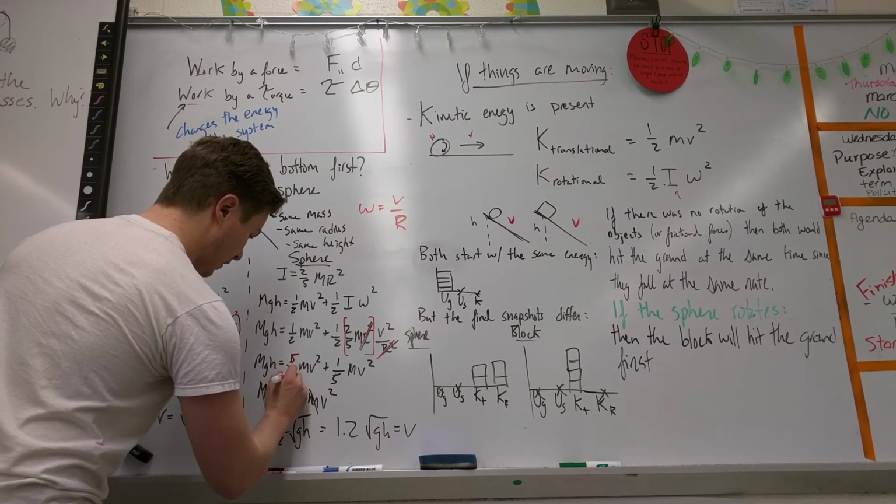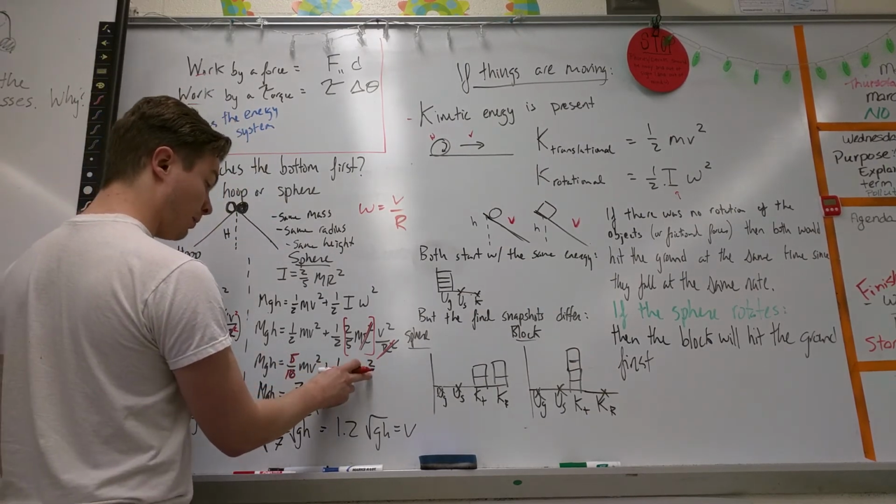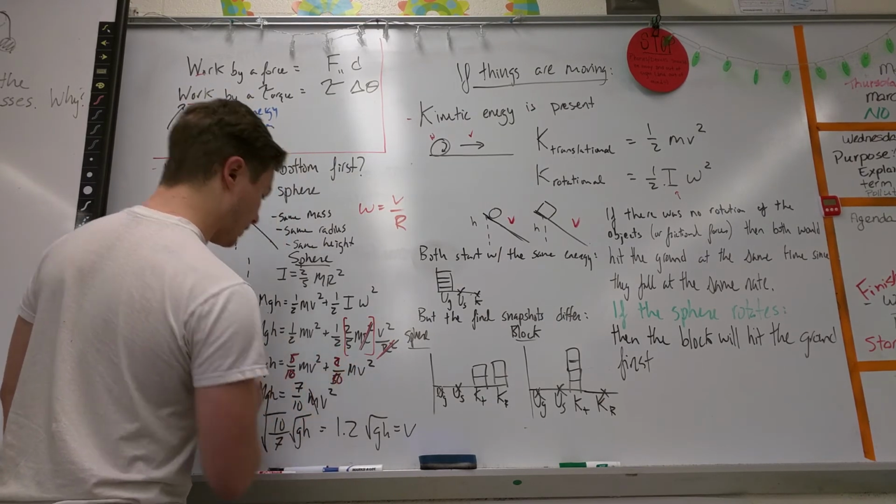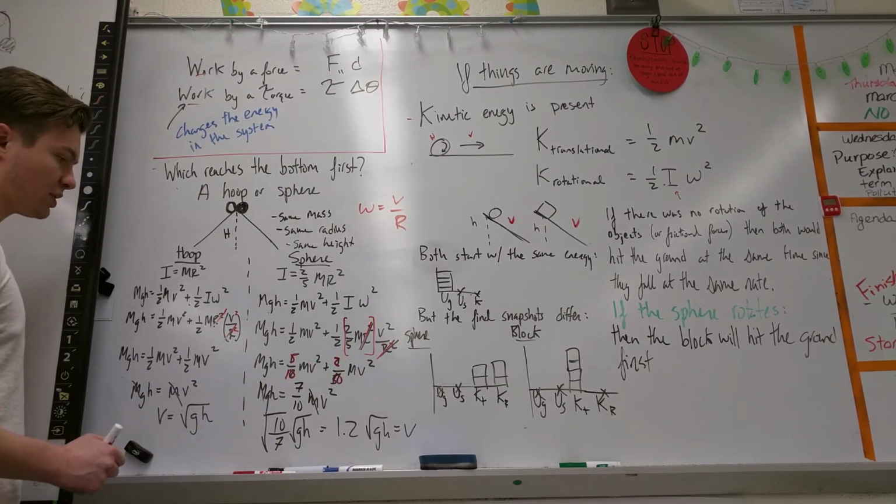So this would be 5/10. This term I multiplied by 2 over 2. So that would be 2/10. And I get 7/10 mv squared.